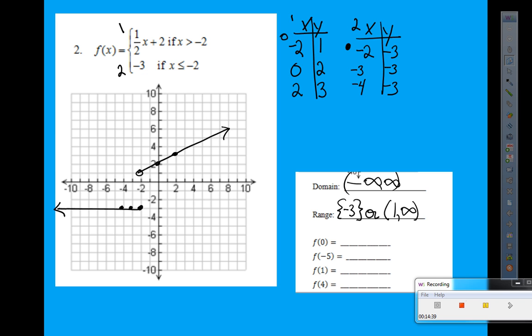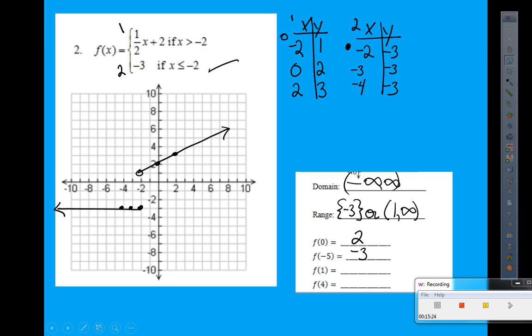Now the f of 0, negative 5, 1, and 4, we just got to decide where to plug that in at. So f of 0, you got to decide the 0, is it greater than negative 2 or less than negative 2? Well, it's definitely greater than negative 2. So I'm going to go in my brain or my calculator, 1/2 times 0 plus 2, and I'm going to get 2. Plug negative 5. You got to ask yourself, is negative 5 greater than negative 2 or less than negative 2? It's less than. So your answer is negative 3.